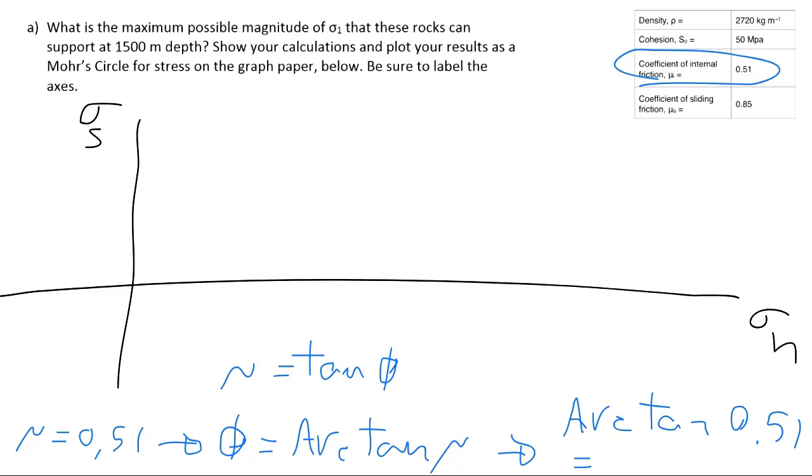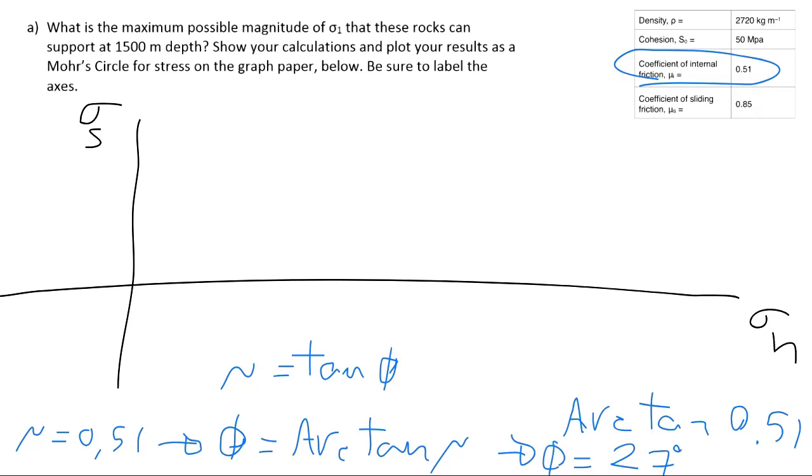So you can use your calculator for sure. If you want, you can do it with me, and make sure your calculator is set for degrees. So arctangent of 0.51, it's 27.02. So I'm going to simplify that one and put 27 degrees, right? So the phi indeed is 27 degrees.